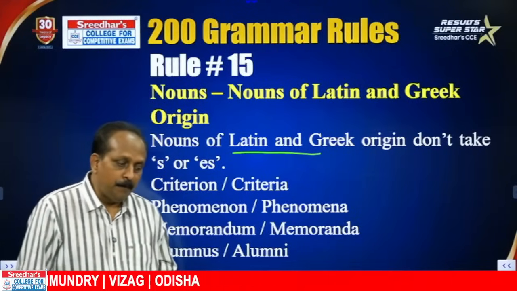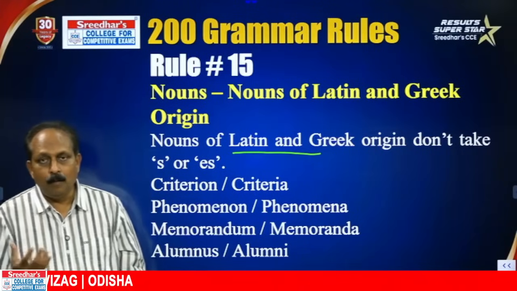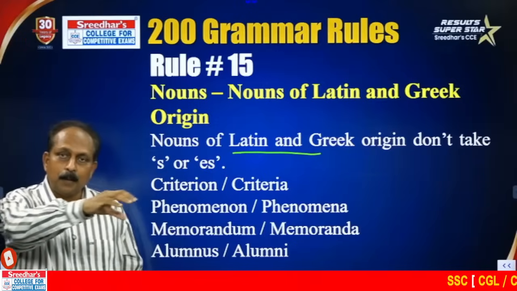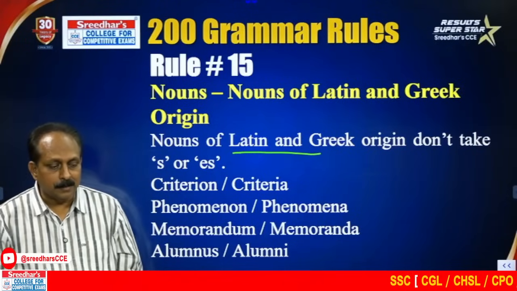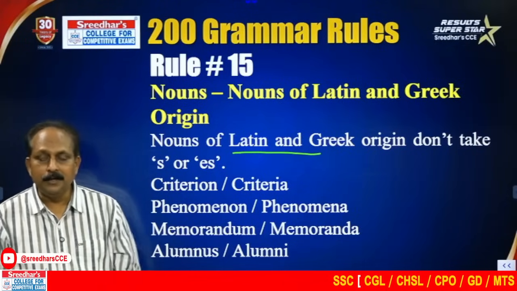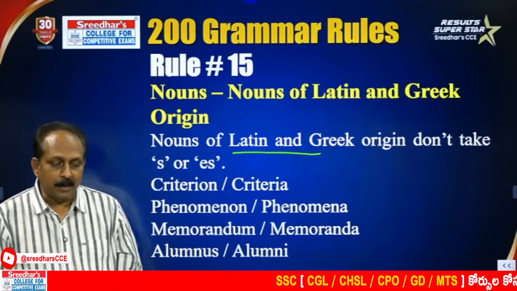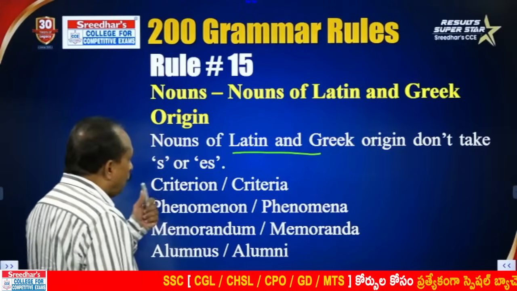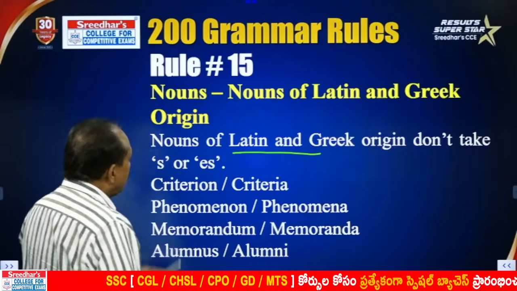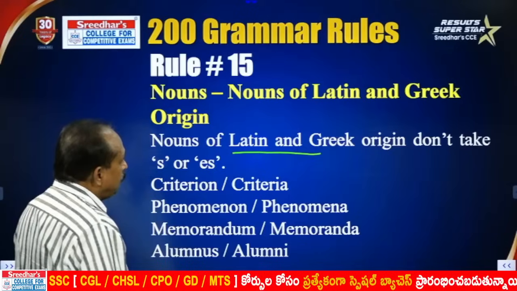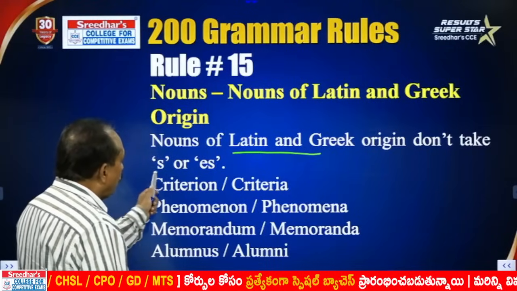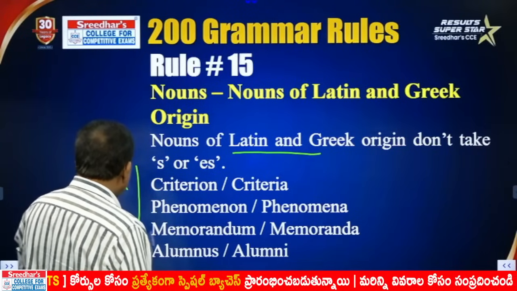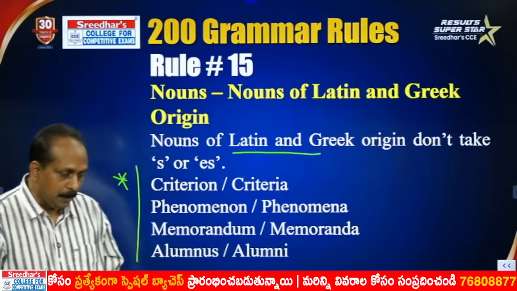What is the other name for English? It is a combinational language. Why? English has borrowed words from different languages, different cultures, and millions of combinations are there. And based on that, it is known as a combinational language. And coming to borrowing from other languages, it has borrowed a lot of nouns of Latin and Greek origin, and they don't follow this rule. And these examples are very important. Criterion, singular.